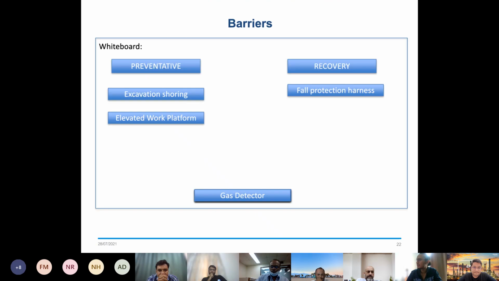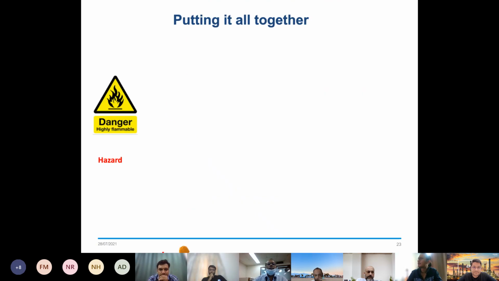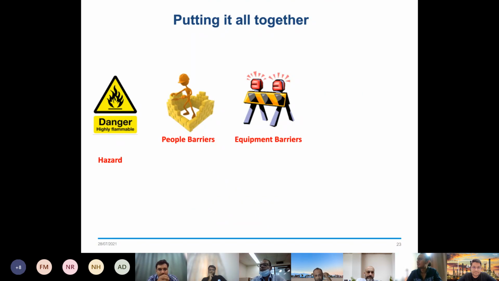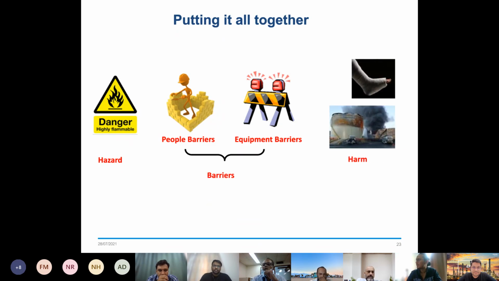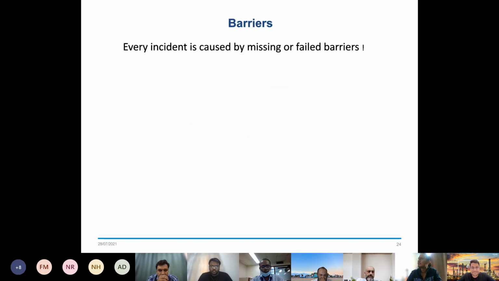We already talked about this. I think we have done the exercise as well. So by putting it all together, I mean hazard, people barriers, equipment barriers, and also we control the harm as well. So every incident is caused by missing or failed barriers, true or false? I already gave them the answer. Go on to the next one.